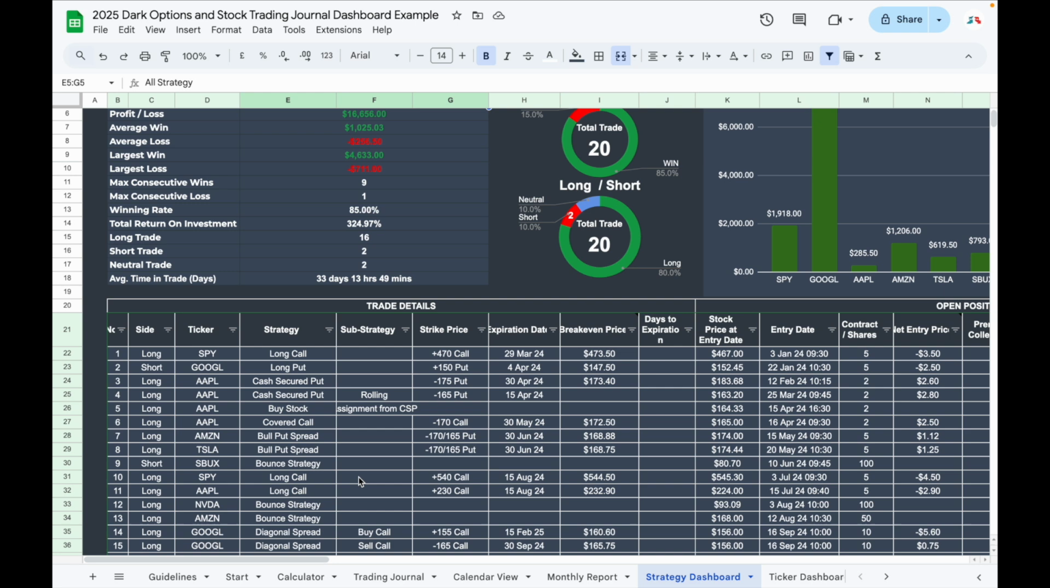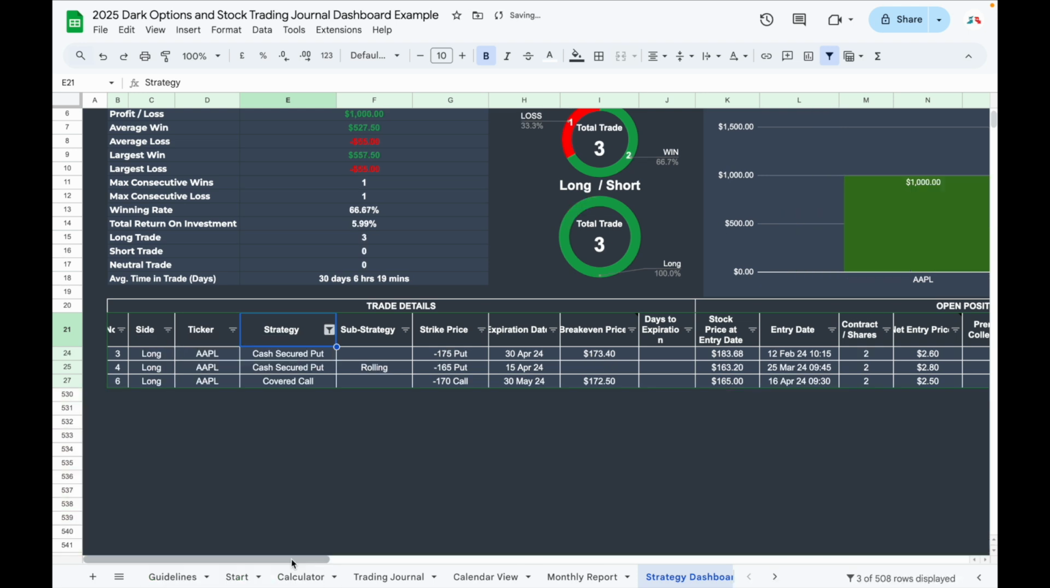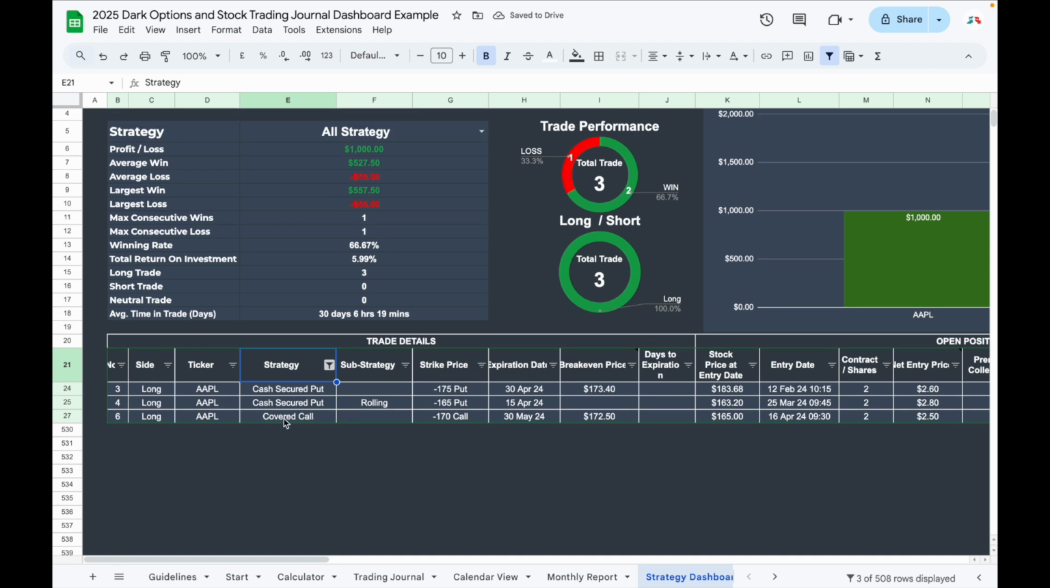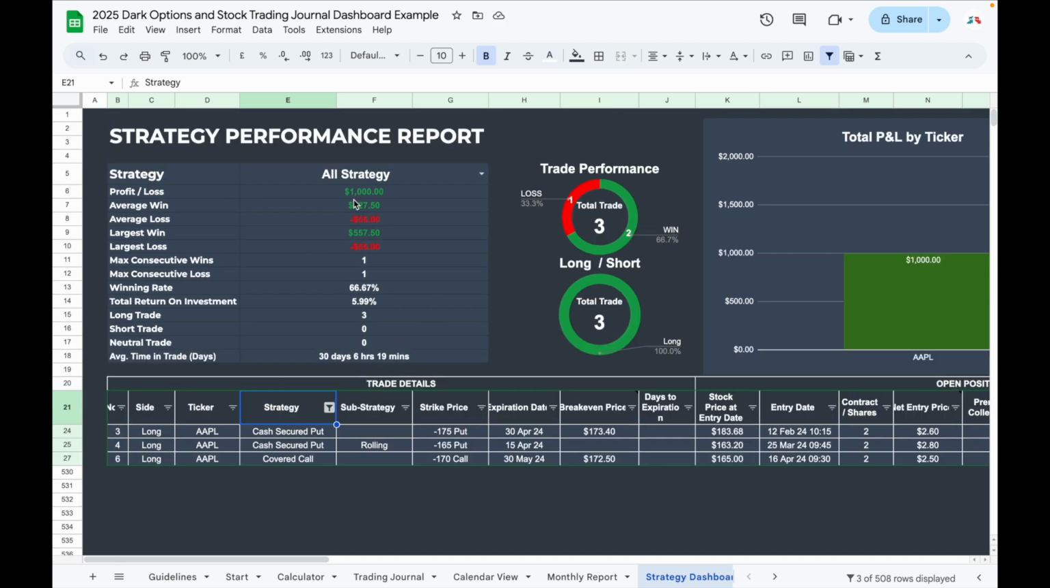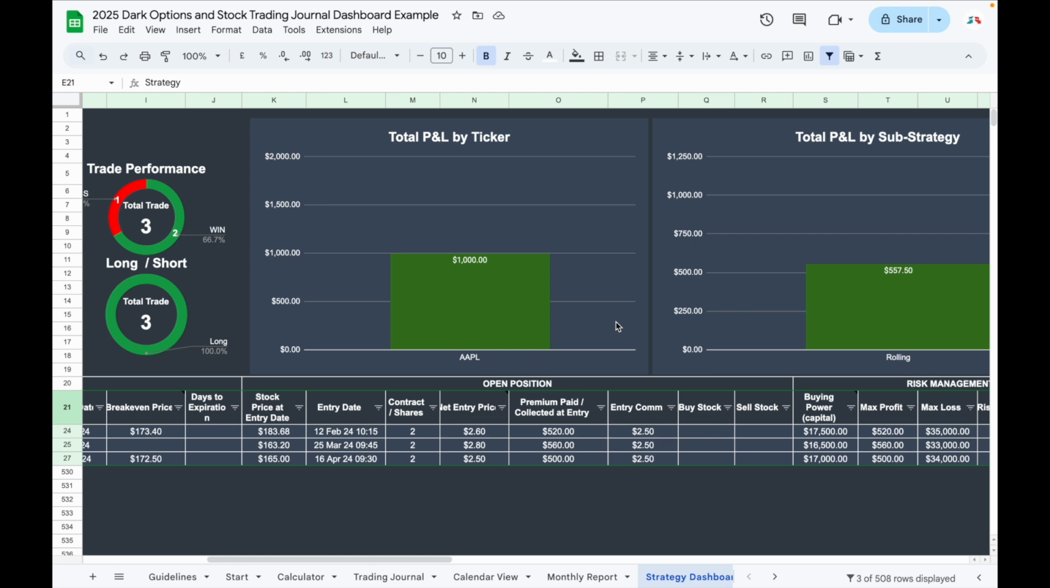For example, if you want to analyze a few particular strategies, click on the funnel sign here, uncheck all the strategies, and select the strategies that you want to analyze, such as covered call and cash secured put. Click OK, and it will list only the trades that involve cash secured put and covered call. It will show you the total P&L, average win and loss, win rate, and return on investment when you're trading these few particular strategies.